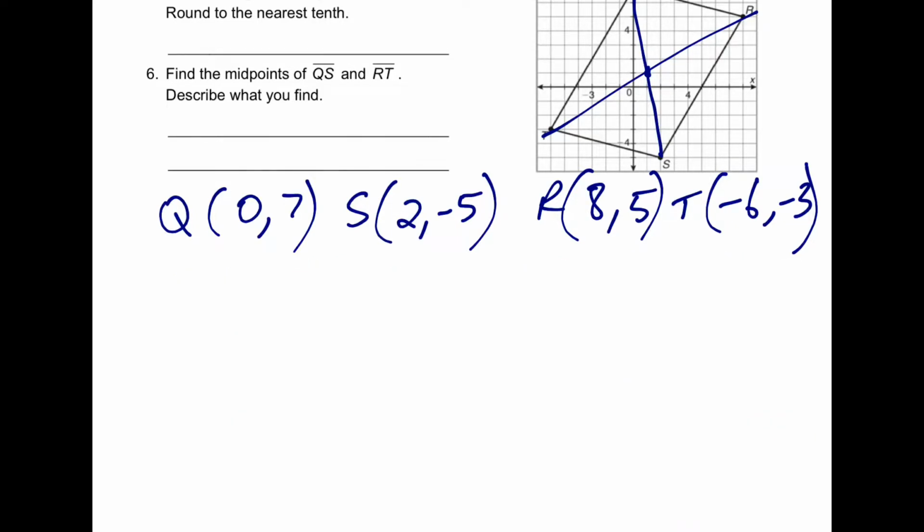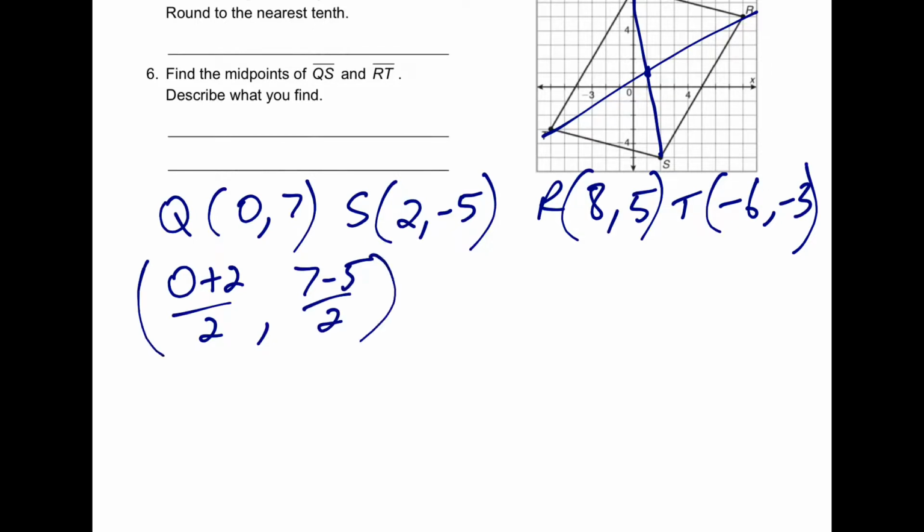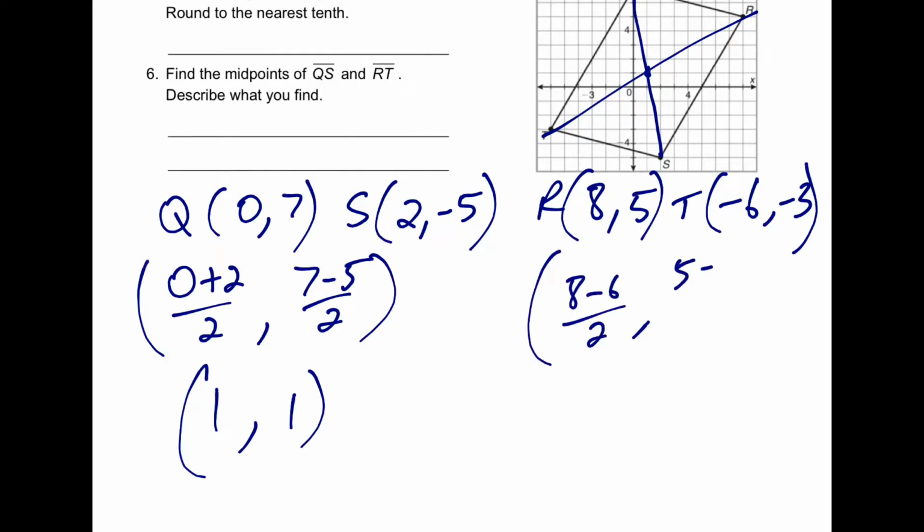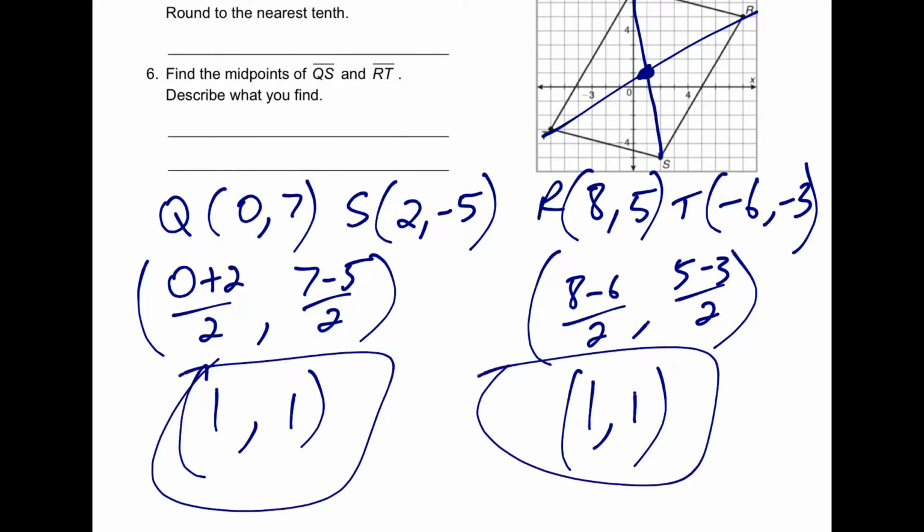If I wanted to find the midpoints, I can just add together the x coordinates and halve them, add together the y coordinates and halve them, and I'll get 1, 1. I could do the same for the other, but I should know that they're going to be the same because the diagonals of a quadrilateral cross at the midpoint, which is going to be 1, 1.